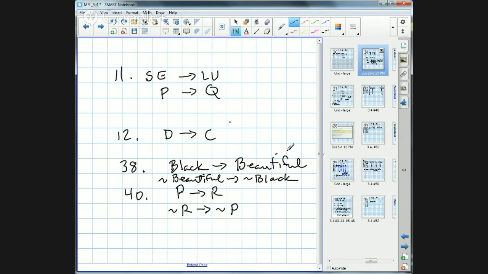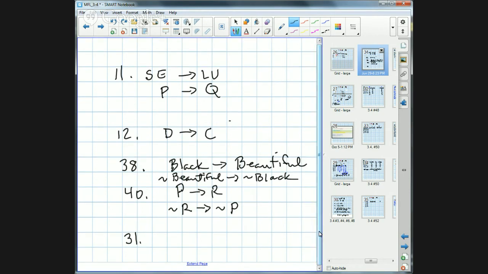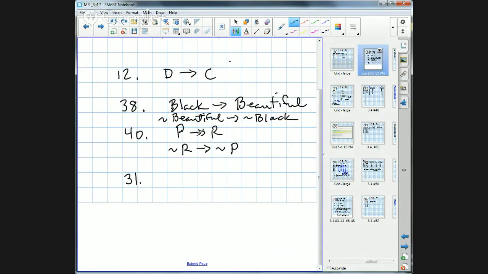When you get to number 31, it says, here we want you to write the converse of each statement. Let's just do one of those. Let's do 31. If an integer is even, I'm going to write that this way. If an integer is even, then its square is divisible by 4. I'll just abbreviate it that way. So if it's even, then its square is divisible by 4.